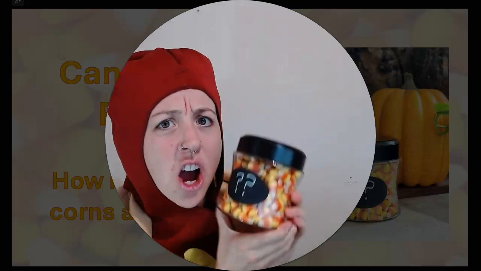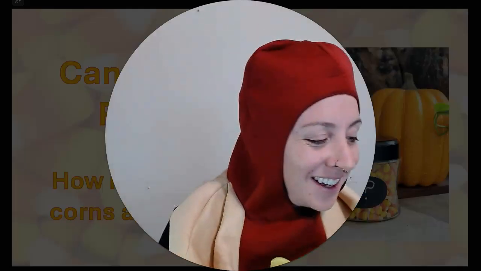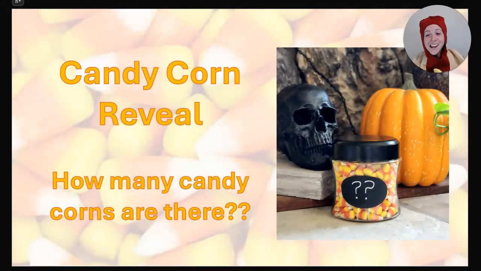We're back with another episode of How Many Candy Corns Are in This Jar? Except in this episode, we're going to reveal the real number. It's so exciting. All right.